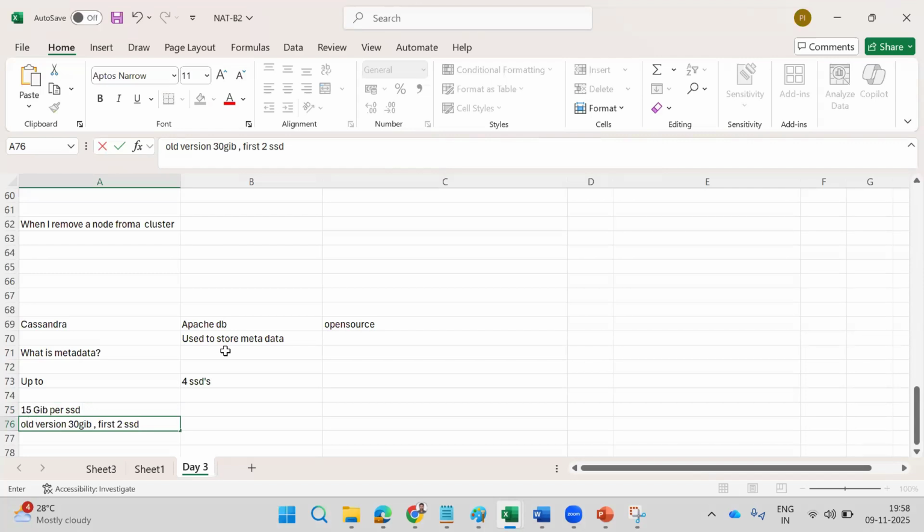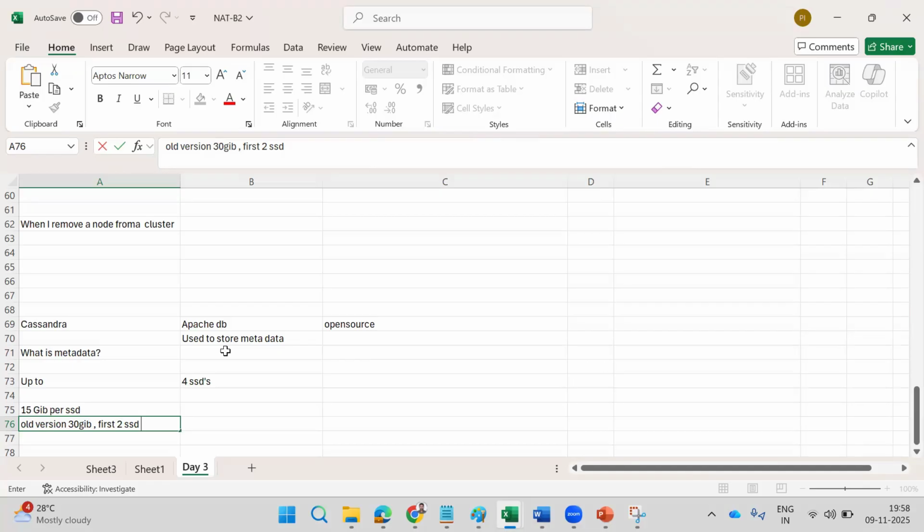If we have a hybrid cluster, a hybrid node, where the disk is an HDD, the same concept applies. It will be SST only. Meaning we require the first 2 SSTs, maximum 4 SSTs. In the case of a hybrid system, it is going to be the first 2 SSTs.